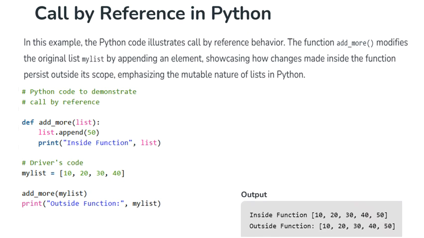def add_more(list): list.append(50); print("inside function", list). mylist = [10, 20, 30, 40]; add_more(mylist); print("outside function", mylist). So inside the function it already shows 10 20 30 40 50, because 50 is appended to the existing list, and outside the function also 10 20 30 40 50.